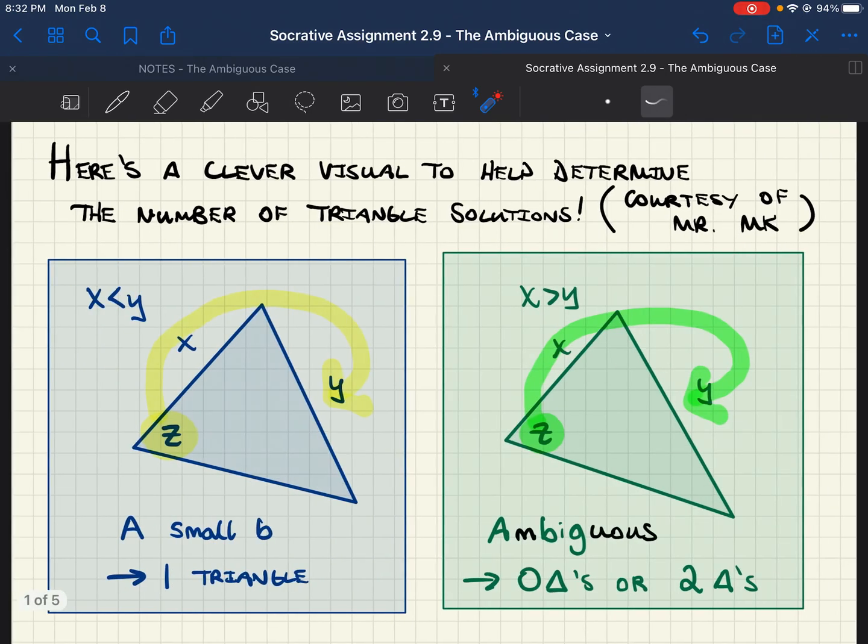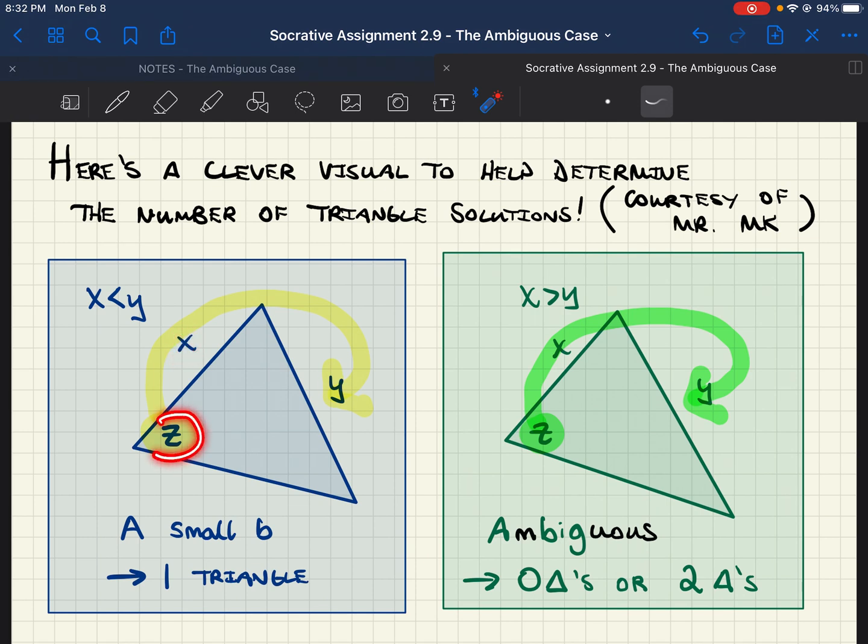One of our other pre-cal teachers, Mr. Moskowitz, or Mr. MK for short, showed me this cool little visual. So let's consider a triangle where the angle that's given to us is angle Z, the side across from the given angle will be Y, and the side that's not across from the given angle will be X.